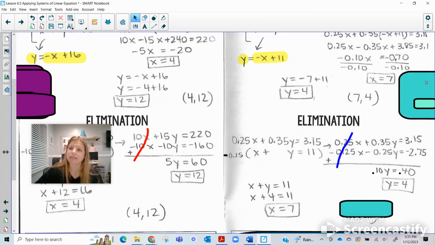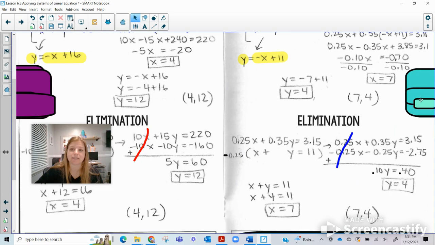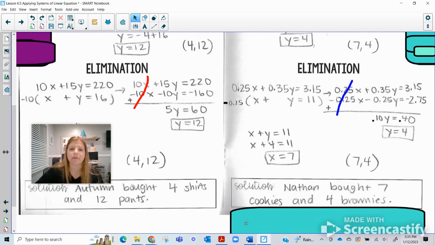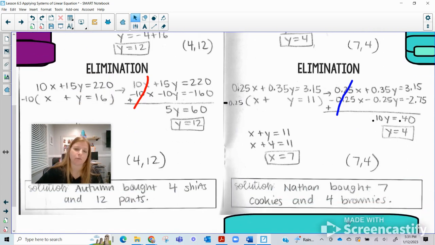You know what's going to happen next. Y equals 4 gets plugged into this equation, and I end up getting that x is equal to 7. So that means that Nathan bought 7 cookies and 4 brownies. These two problems here are incredibly similar. The only difference is that the second problem had just a lot more decimals in it.